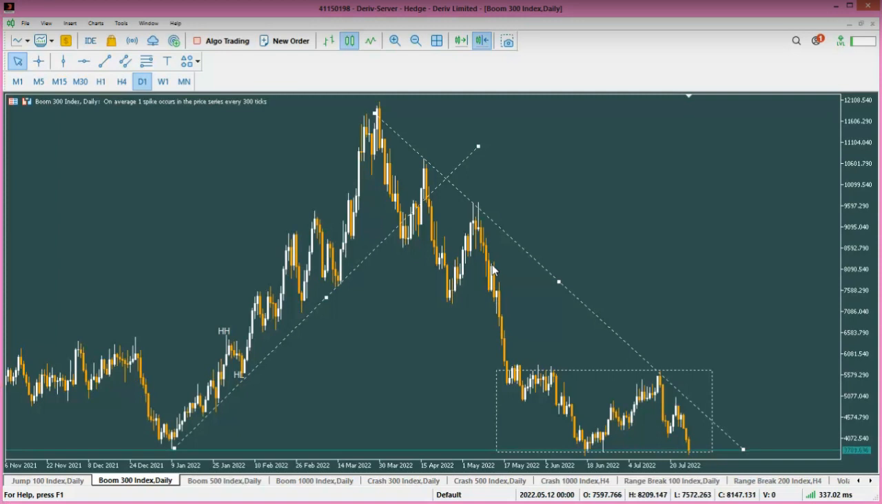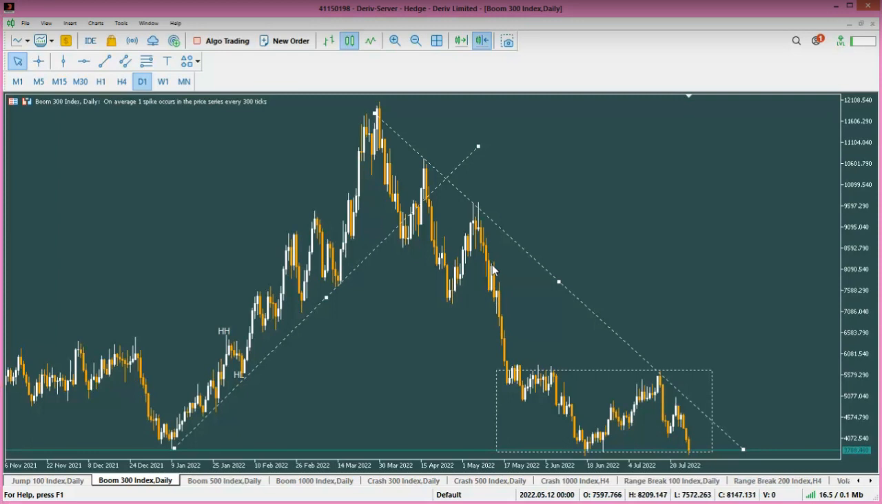What are the crowds doing? Who is in control of the market? Is it the buyers or is it the sellers? What is the right time and place to enter or to exit the market? And when do you need to stay away?